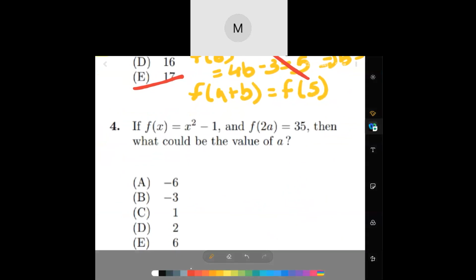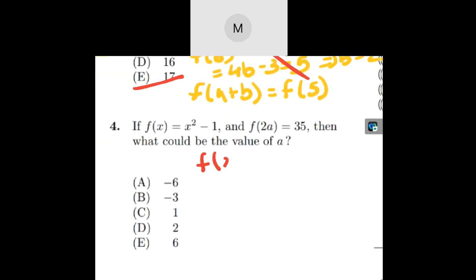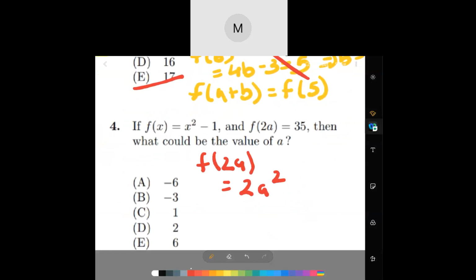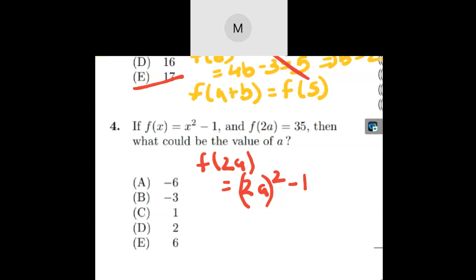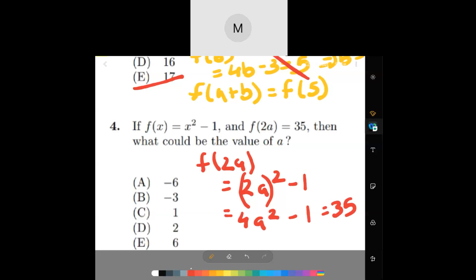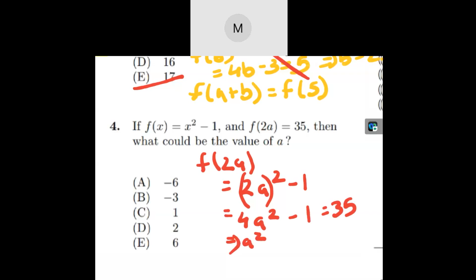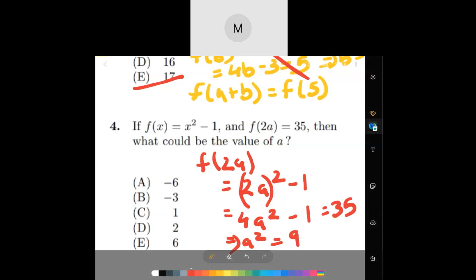f of x is x squared minus 1, f of 2a is 35. Again, in this case, f of 2a, again, a very common mistake in the SAT that people make is they write it as 2a squared. That's not correct. It's 2a the whole squared, because the whole of x is being substituted by 2a, minus 1, which means f of 2a is 4a squared minus 1. And that's also equal to 35 as per the question, which means a squared is equal to 9, or a is plus or minus 3. In this case, the option is minus 3, so we're going to go with minus 3.